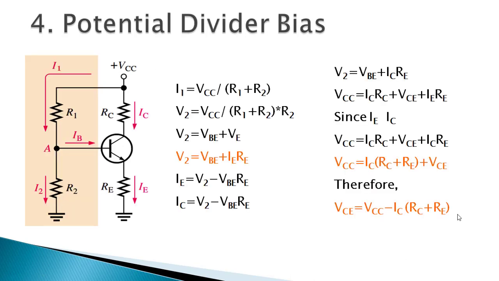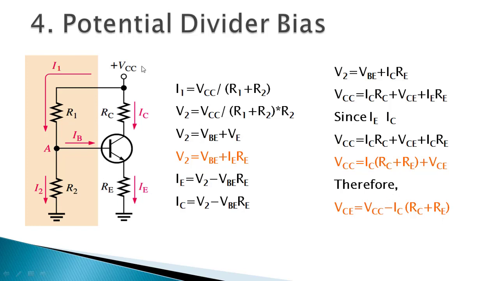Next, the final method is the potential divider method. In this method, the potential dividing arrangement is made by the resistances R1 and R2. The current flowing through R1 is I1, and the current flowing through R2 is I2. Then the value of IB can be calculated using I1 and I2. The voltage at point A is called Thevenin's voltage, also called V2. This V2 is VBE plus IE into RE.